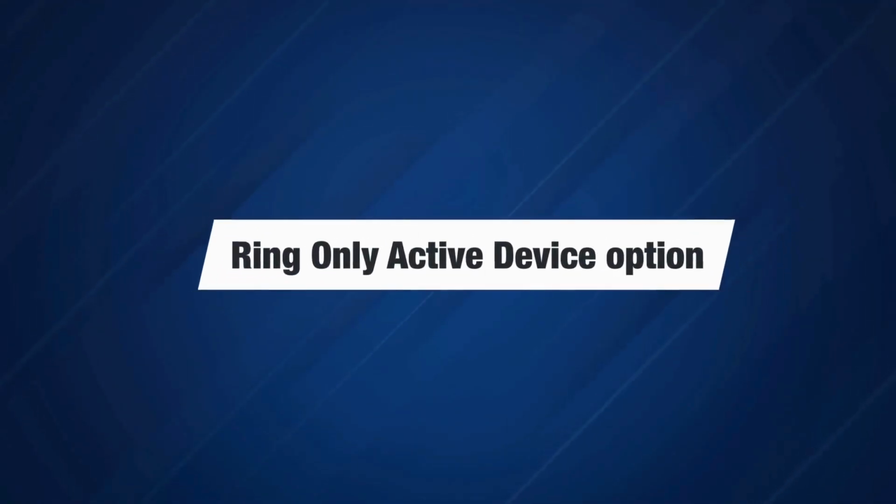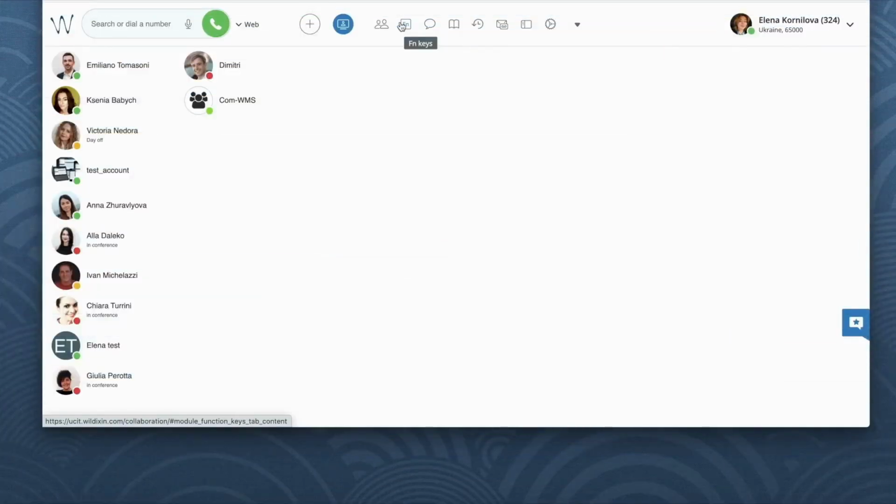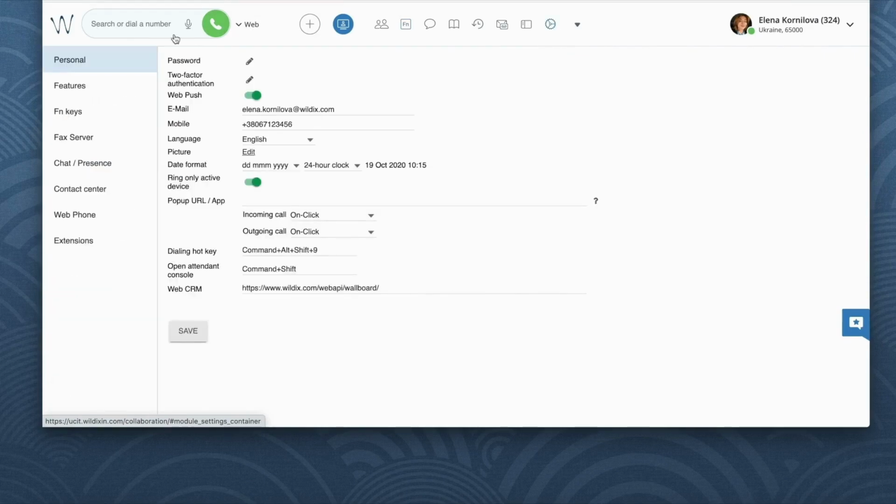Actually, we can control it. We can decide which device should ring loudly when we receive an incoming call. Let's click on the gear icon from the top menu of Collaboration to open Settings Personal and make sure that Ring Only Active Device option is enabled. If it's enabled, the device selected here in the top menu in the device selection list should ring loudly, while other devices should ring silently. I can still answer a call from any of my devices, but only my preferred device rings loudly.